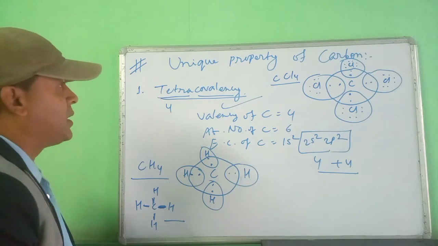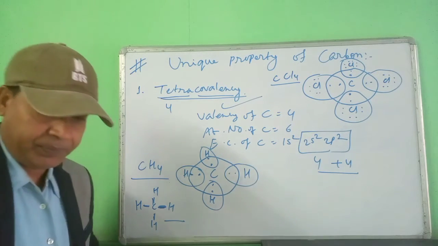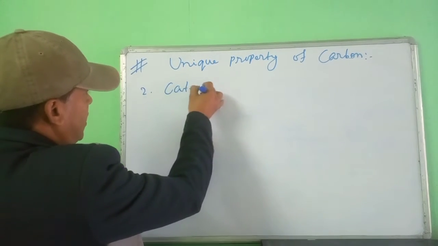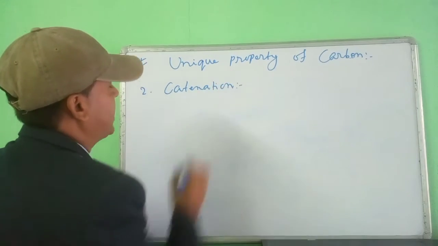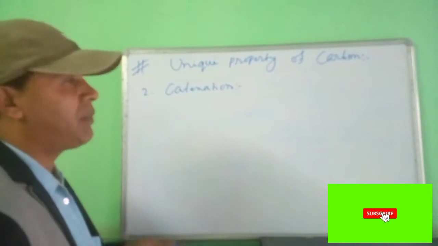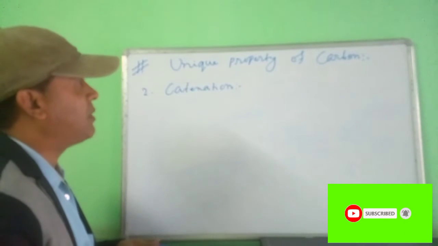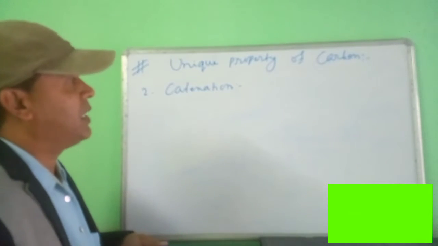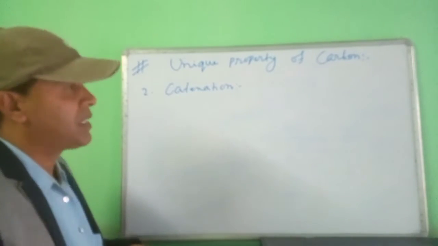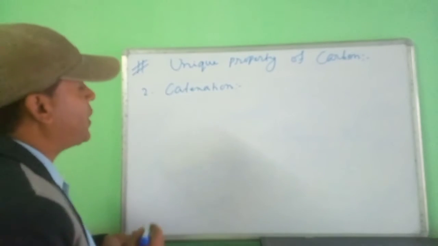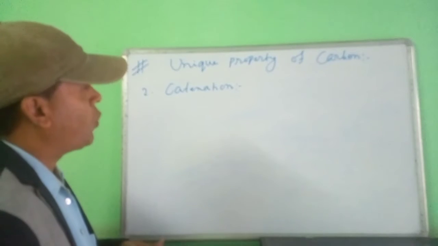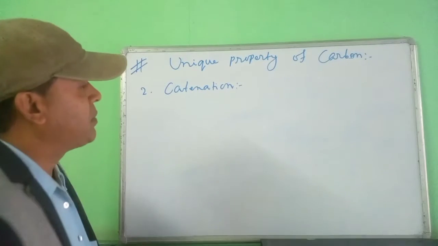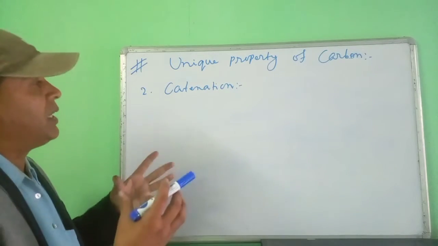Now another is the catenation property. So the second one is catenation. Catenation means self-linking capacity. In the case of carbon, the self-linking of a carbon atom with a huge number of carbon atoms is called the catenation property of carbon, and this property is favored by the carbon-carbon covalent bond.